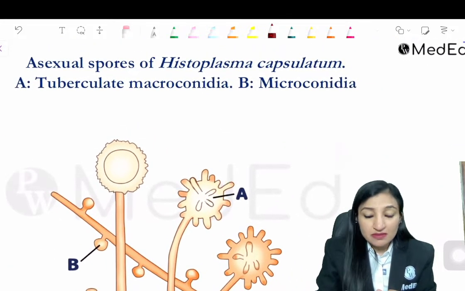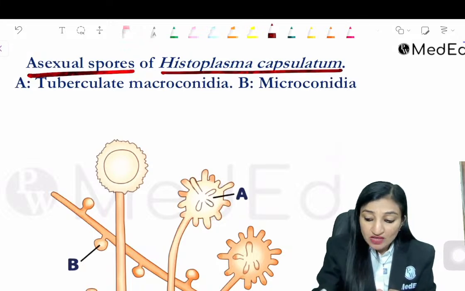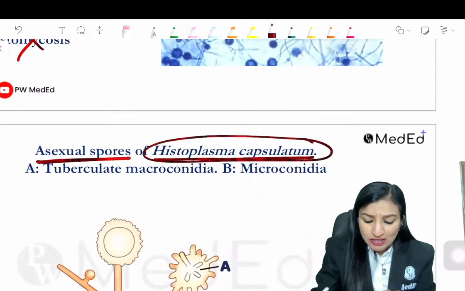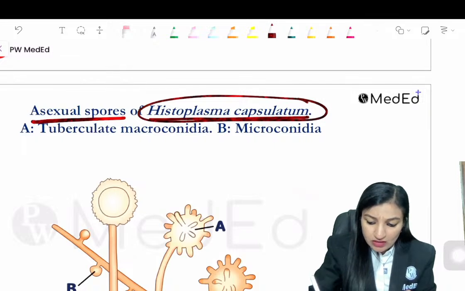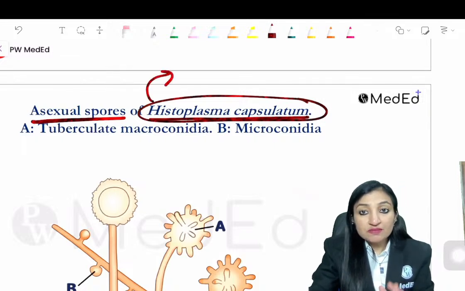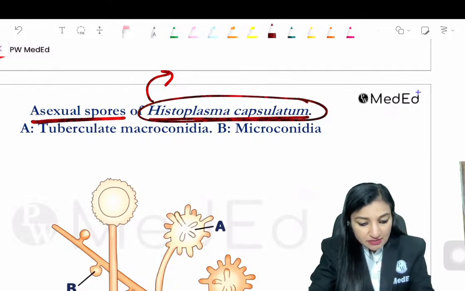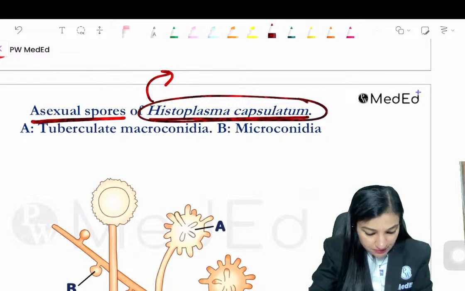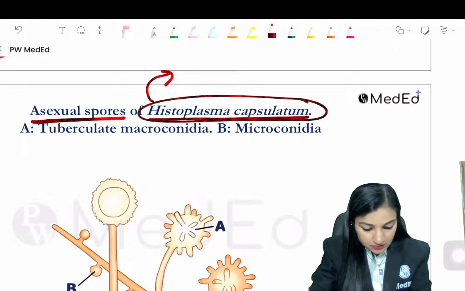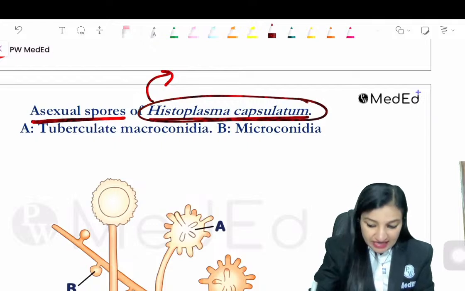Now look at this, a schematic representation of the asexual spores of Histoplasma capsulatum. Now is this fungus capsulated or not? Is Histoplasma capsulatum capsulated or not? Yes or no? Please answer in the comments. Is it capsulated or not? Yes, it is not capsulated.